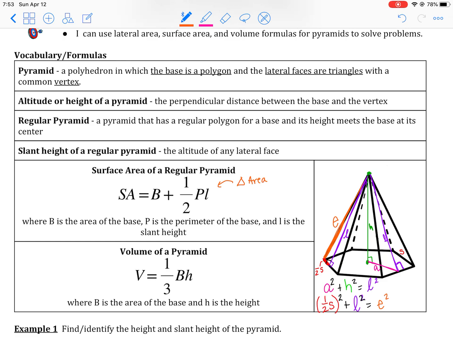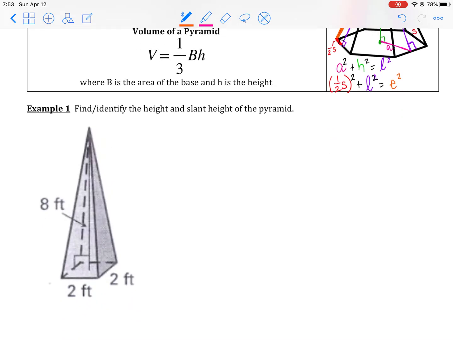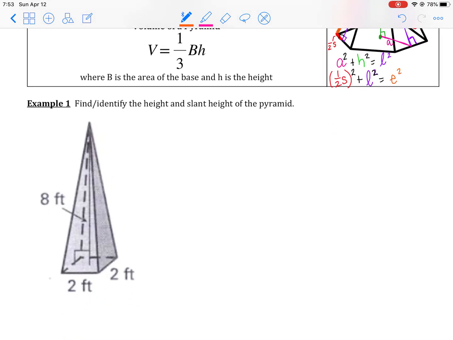For the volume of a pyramid, the volume is going to be 1/3 the area of the base times the height. So this is going to be 1/3 of the volume of a prism that has the same base area and the same height. I'm going to also attach a video that has a visual representation of why that works. So we're going to use this example and identify the height and the slant height.